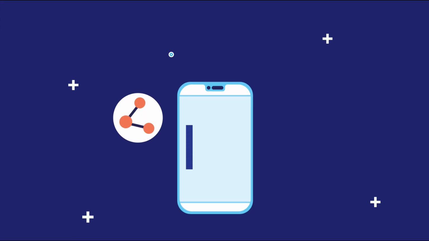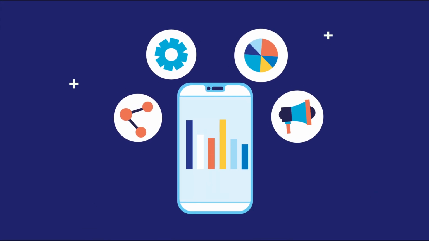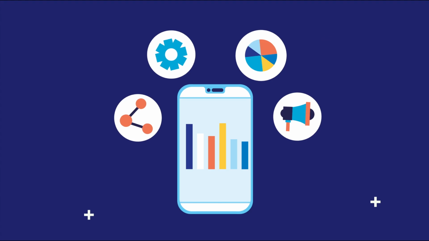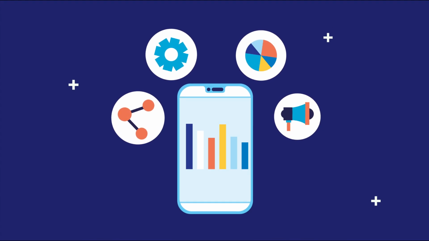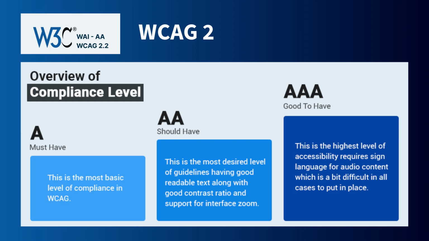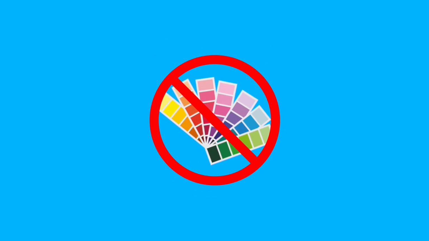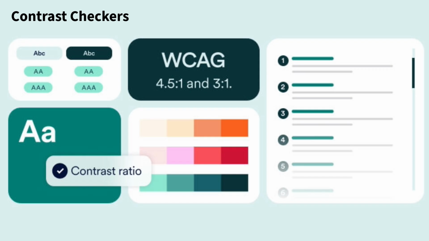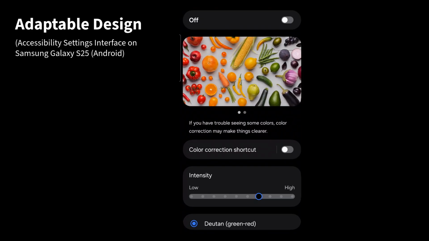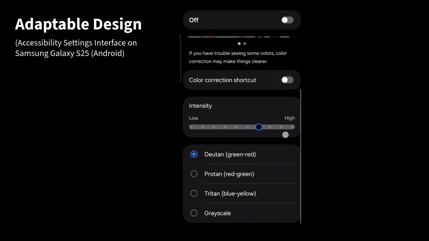That's why HCI designers pair color with icons, shapes, and text labels so that feedback remains clear for all users. Accessibility standards, like the Web Content Accessibility Guidelines, WCAG 2.1, help designers create equitable digital experiences. Color should never be the only method of communication. Contrast checkers ensure text remains legible, while adaptable design allows users to modify settings themselves.